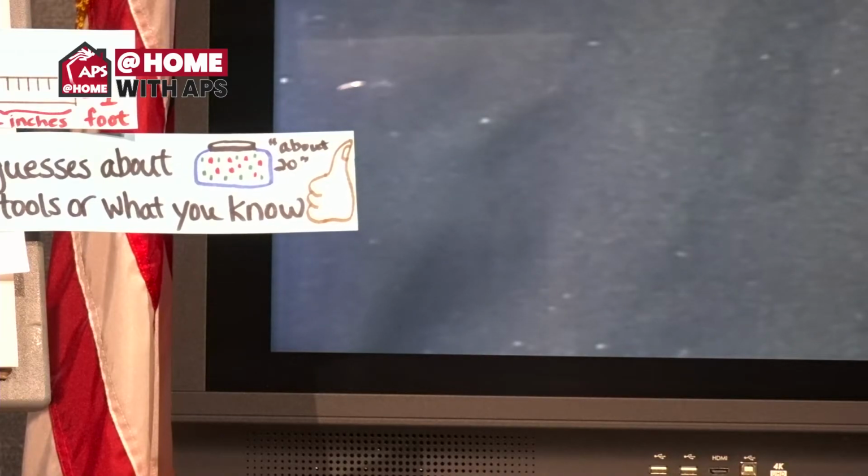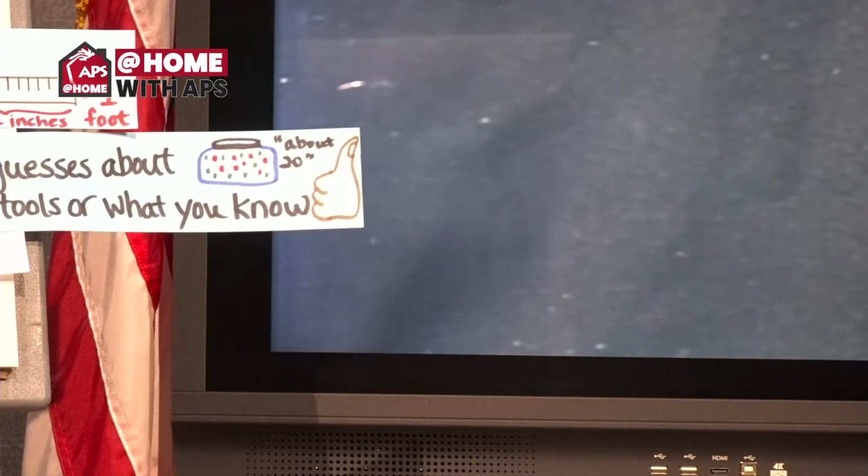Well, today I've brought some things for us to measure. And let's think again about how the inchworm measured, okay? So, the inchworm was useful. He could measure things. Let's look at how he measured.